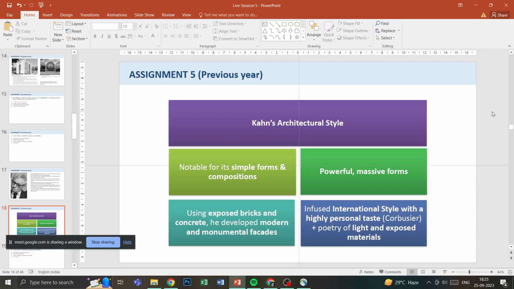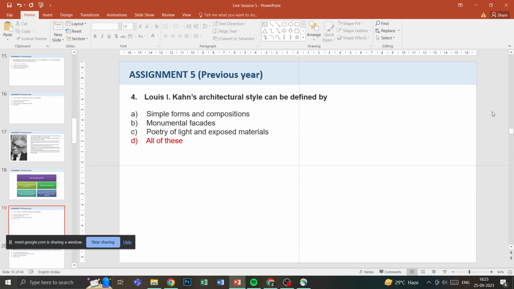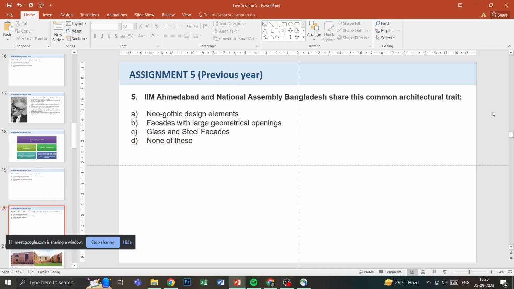And third is using exposed bricks and concrete, and he developed modern and monumental facades. With the help of exposed bricks and exposed concrete, he developed modern and monumental facades, and he infused international style with a highly personal taste, which was inspired by Corbusier, and it led to the creation of poetry of light and exposed materials. So our answer is all of these.